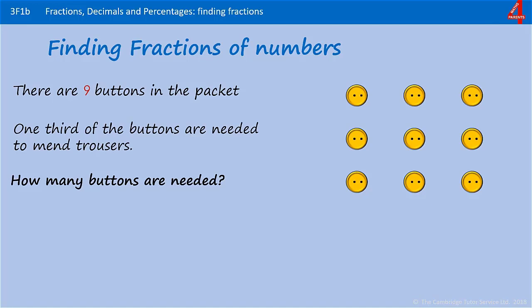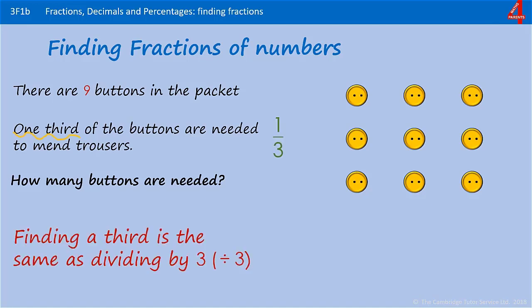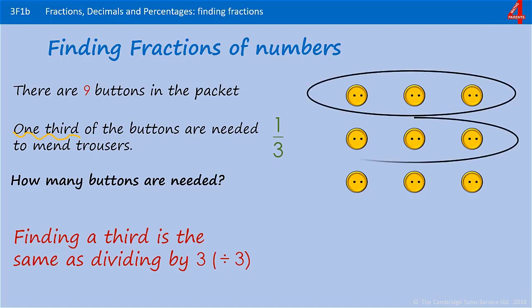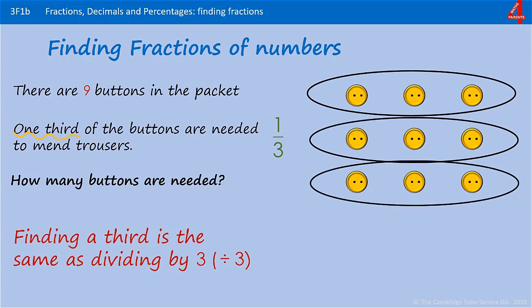We're looking for 1/3 out of 9. And remember, to find 1/3, we divide by 3. We have 9 buttons and we put them into 3 equal groups, or we put them so that there's 3 in each group. Either way it works the same this time. And you can see that 1/3 of 9 is 3. So the number of buttons needed to mend the trousers is 3.